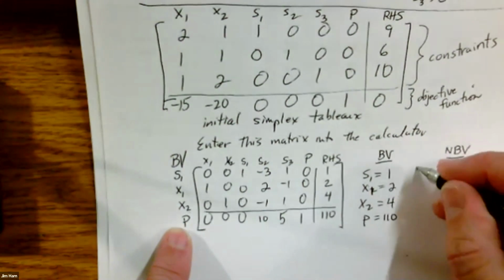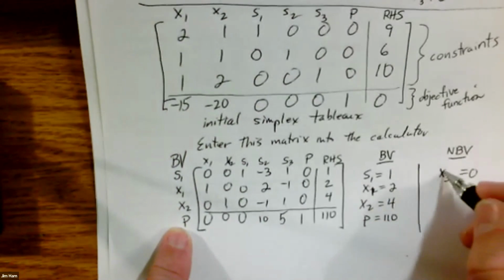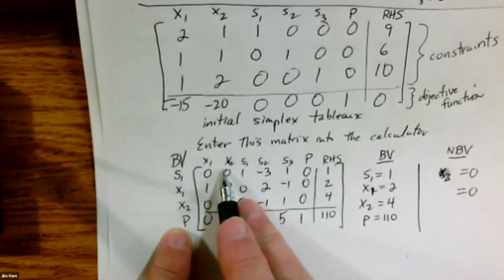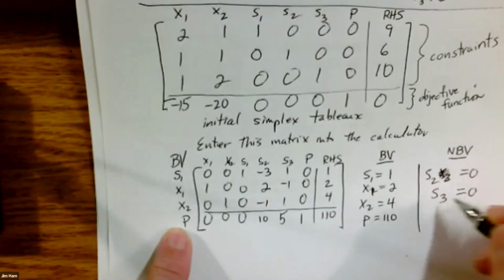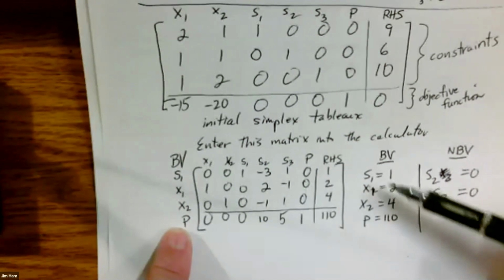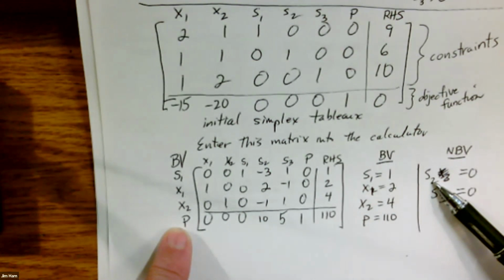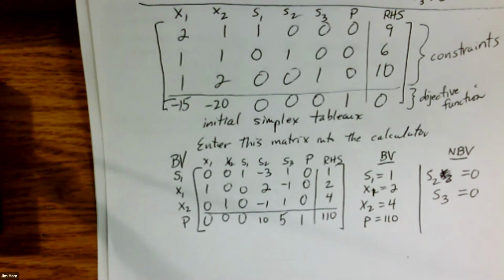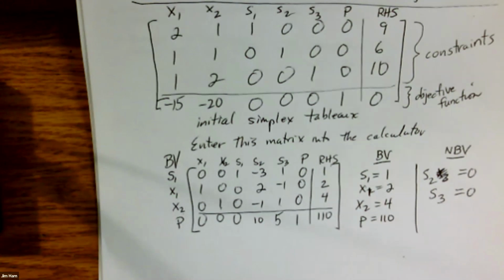The variables that we have not used are S2 and S3. We have X1, X2, S1, S2, and S3. Those are the other variables that do not have values. So these are the non-basic variables. Now, when you report the answer, you're only going to report the X's and the P. The S's are slack variables, or like dummy variables.